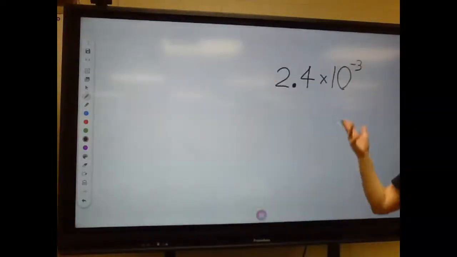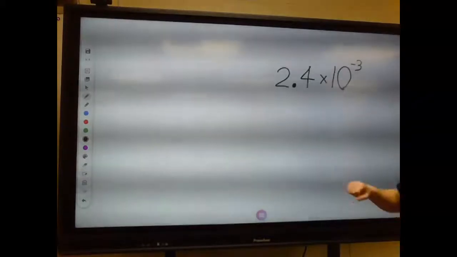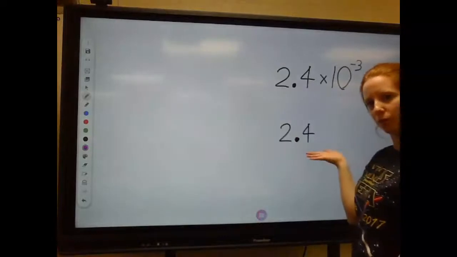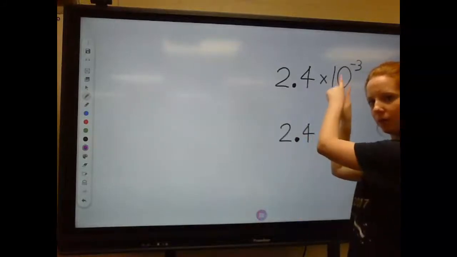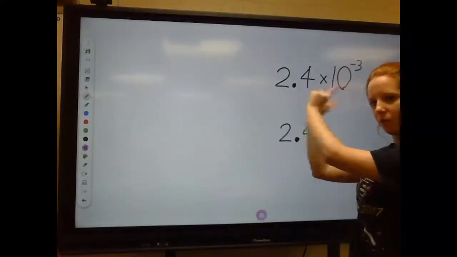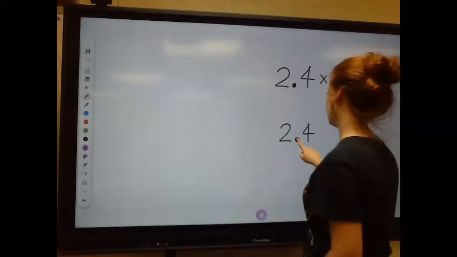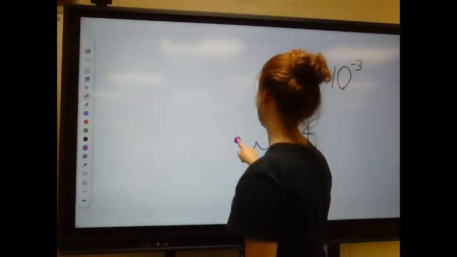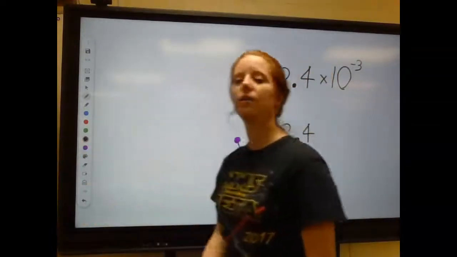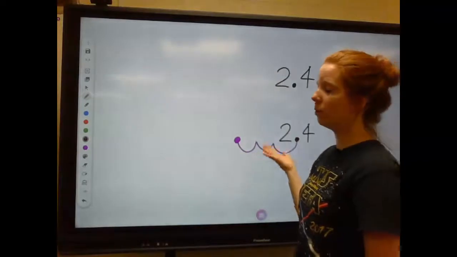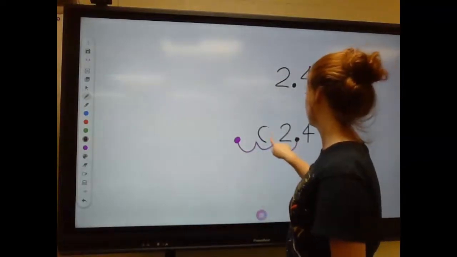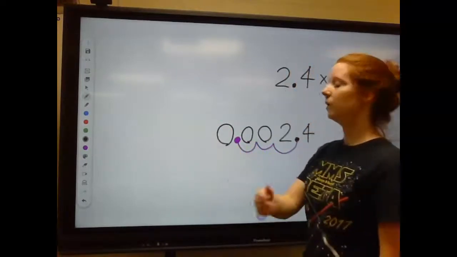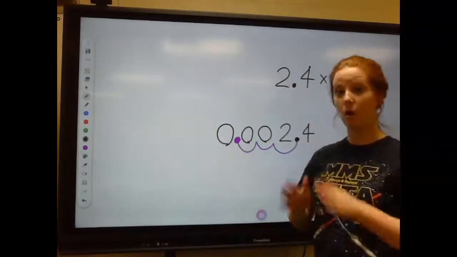Okay, here's your practice problem. 2.4 times 10 to the negative 3. Take that out of scientific notation and see how you do. We have 2.4. We're going to bounce our decimal 3 times. It is negative, so we're going to bounce it to the left. And we'll go 1, 2, 3. And as always, we fill in our empty hops here with some zeros. And there you have it. And that's your answer.